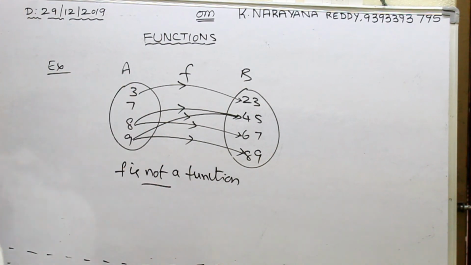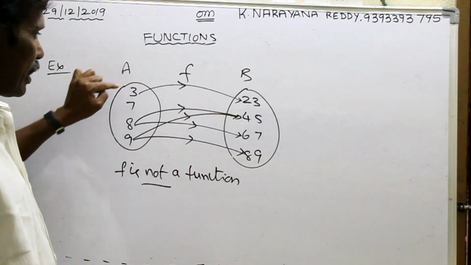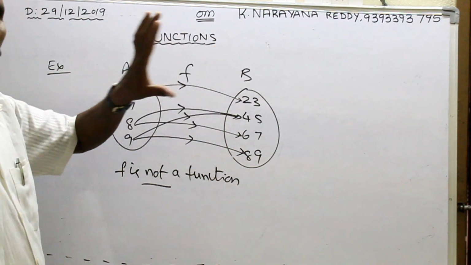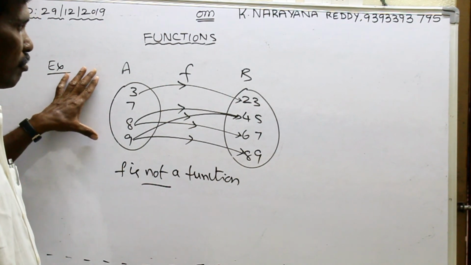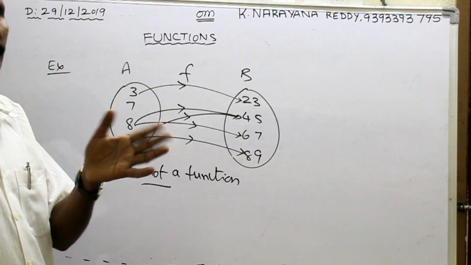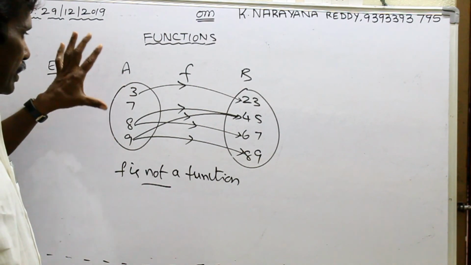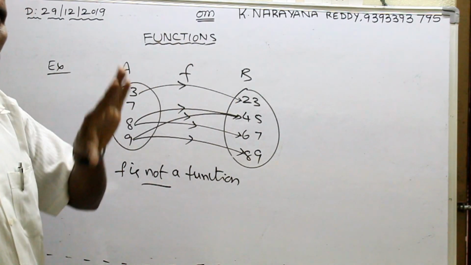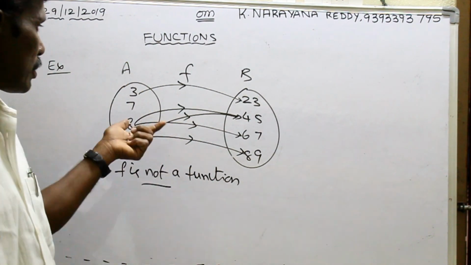This is a very important point you have to observe. So, for each element in A, there is an image in B. At that time only it is called a function. But this is not a function. This is about the difference between a function and not a function. Okay, dear friends? Please observe this. For each element in A, there is an image in B. At that time only you can call it a mapping from A to B. That is a function.